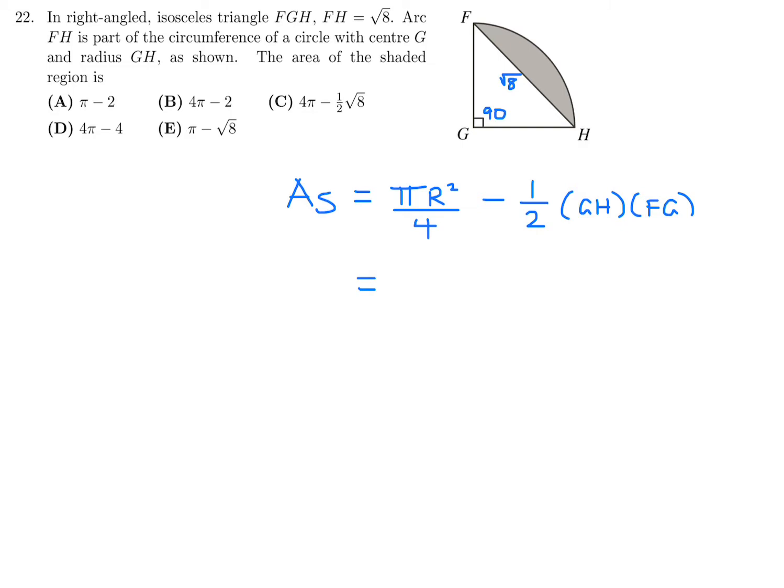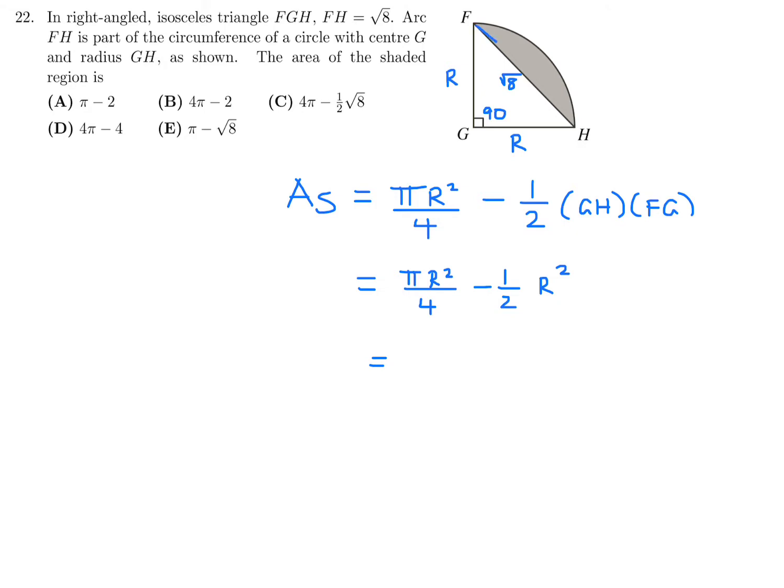Well, let's label this R, radius, and therefore that's R, right? GH is representing the radius, and so is GF, or FG, whatever. So put that in there: pi r squared over 4 minus 1/2 times GH, which is R, and FG is also R, so it's R squared. So the only thing we need to do is figure out R, and we're set.